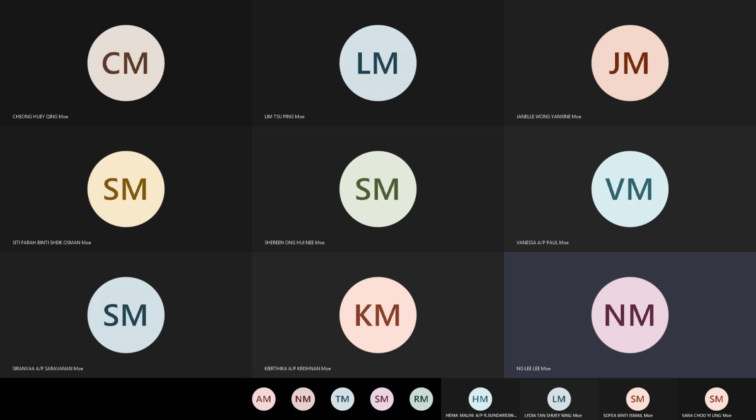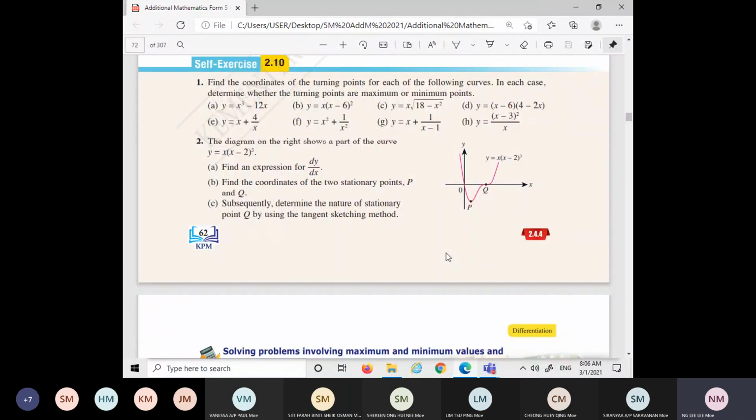Okay, then I'm going to share. Okay, can someone on the mic see the textbook? Can you see the digital textbook or not? Yes, teacher. Oh, okay, very good.